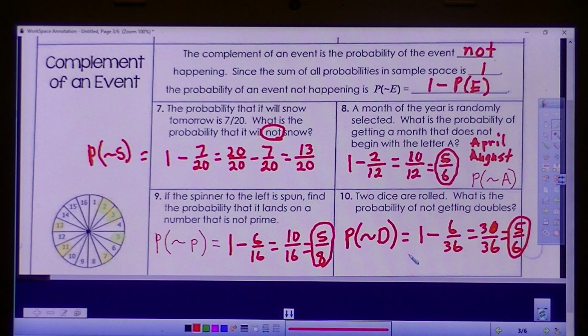So hopefully that was a helpful introduction to theoretical probability and simple events, and then the idea of complement, the chance of something not happening. Okay? Thank you very much.